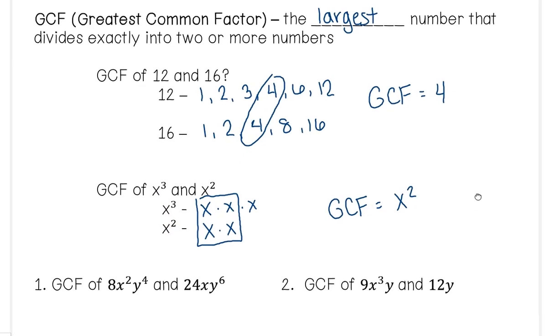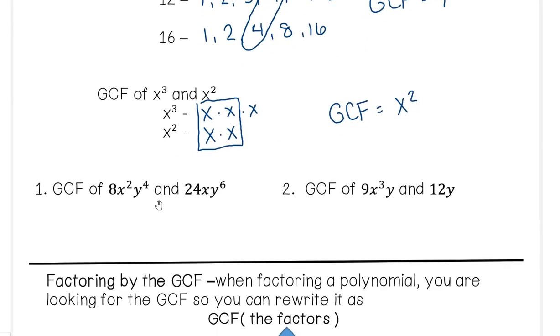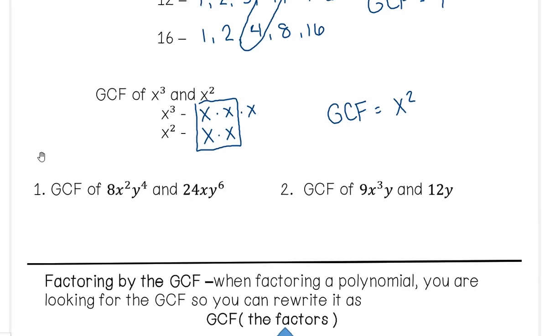Okay, now let's combine these two. So we need to find the GCF of 8x squared y to the fourth and 24xy to the sixth. So start off with your numbers 8 and 24. What is the largest number that divides into 8 and 24 evenly? Well, the largest number that goes into 8 is 8, and 8 also goes into 24. So our GCF is 8.